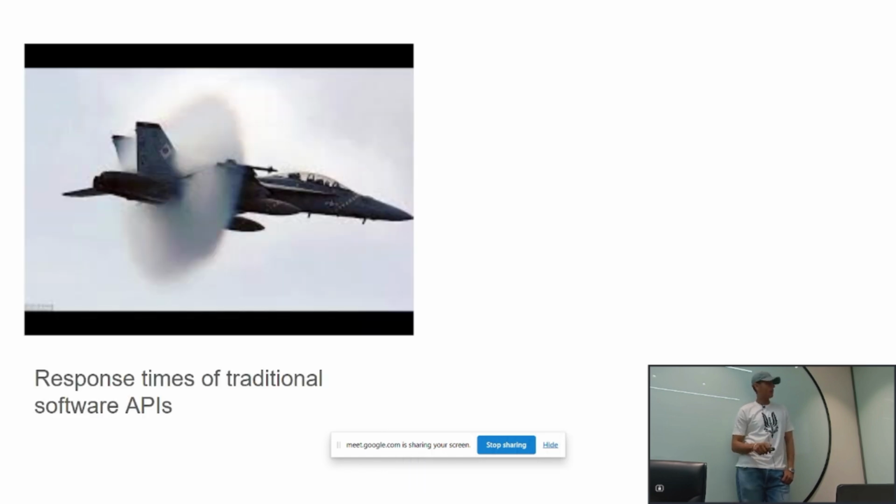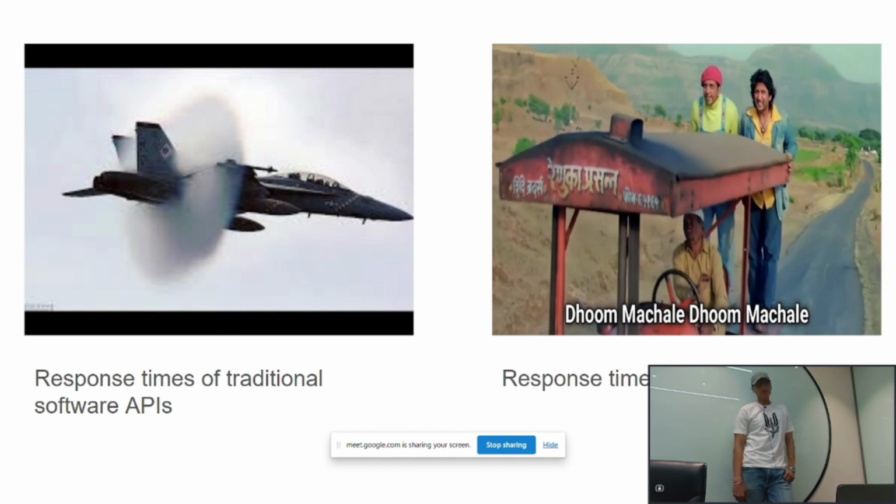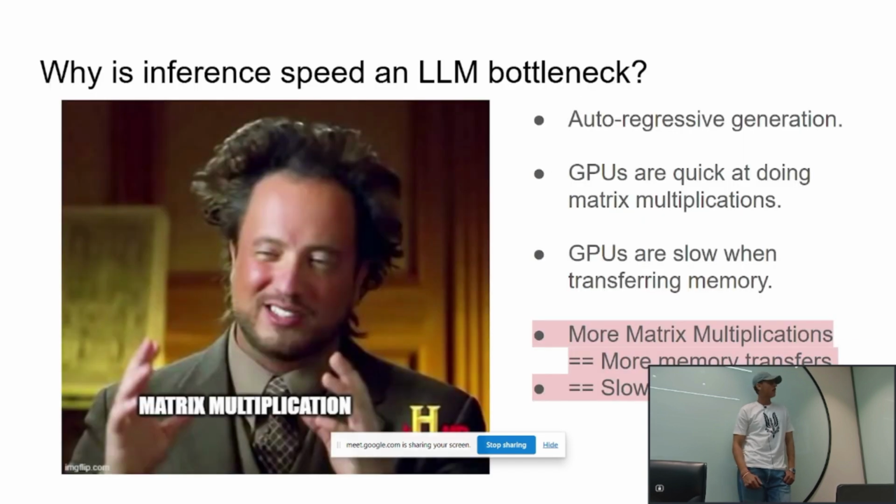Now, if we compare this with a traditional software API, when you hit Google with a query, you expect it to return responses in less than a second. Otherwise, it's considered really bad for user experience. However, with LLMs, given their accuracy, we are ready to sacrifice that kind of response time. But that does not mean we can't improve it.